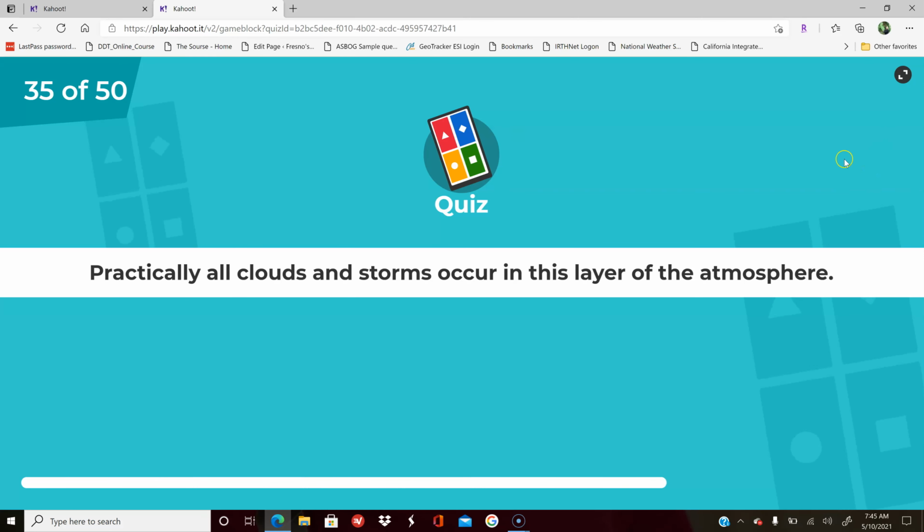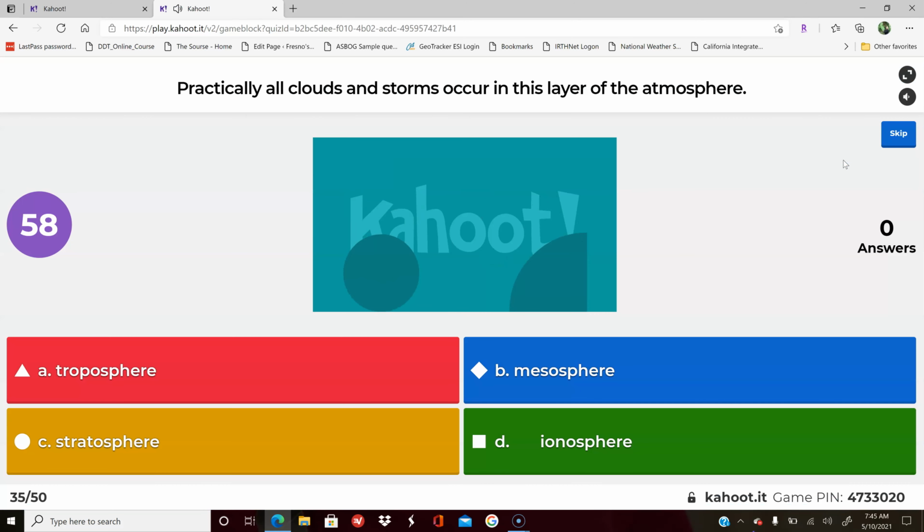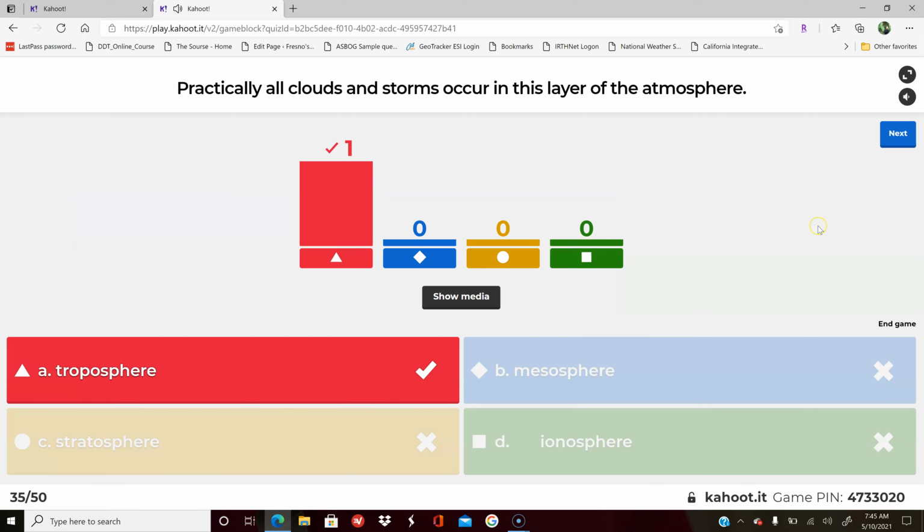Practically all clouds and storms occur in this layer of the atmosphere. Is this the troposphere, the mesosphere, the stratosphere, or the ionosphere? This is the troposphere. This is the one that's closest to Earth. This is where all weather occurs.